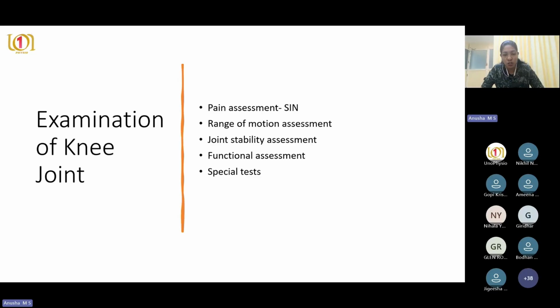You should check the range of motion. You should check the stability of the joint. How will you check the stability of the joint? There are tests to check the stability of the joint. We will explain. Then there is a functional assessment: you can do the functional movement screening, squat, normal functional activities, and there are some special tests.